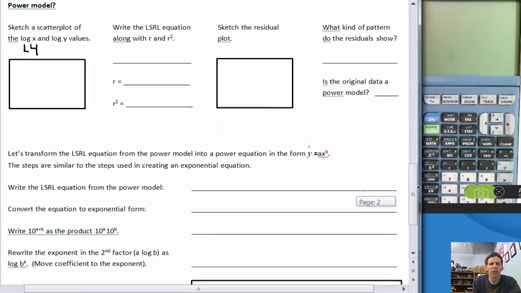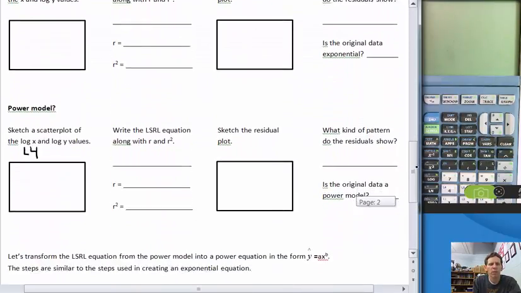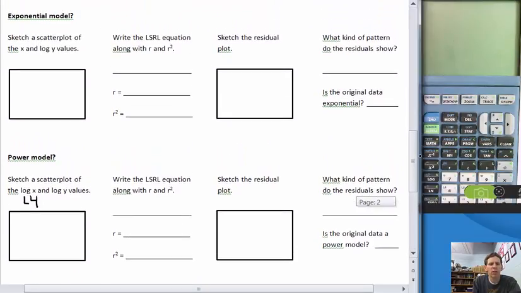Your focus today: go through the linear, exponential, and power models. Determine which model is best. Work together. Check your answers when you're done.